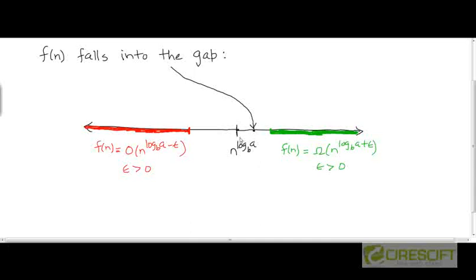This means that if you actually take any function that's polynomially larger than this function, that function is going to fall in this green region, which is to the right of f of n. So these functions grow larger than f of n and they also grow polynomially larger than n to the power log base b of a. f of n is larger than n to the power log base b of a, but it's smaller than any function of the form n to the power log base b of a plus epsilon, or any function that has a larger rate of growth than a function that is polynomially larger than n to the power log base b of a.